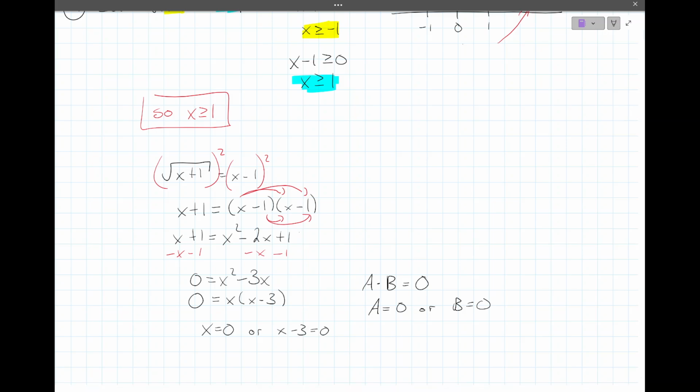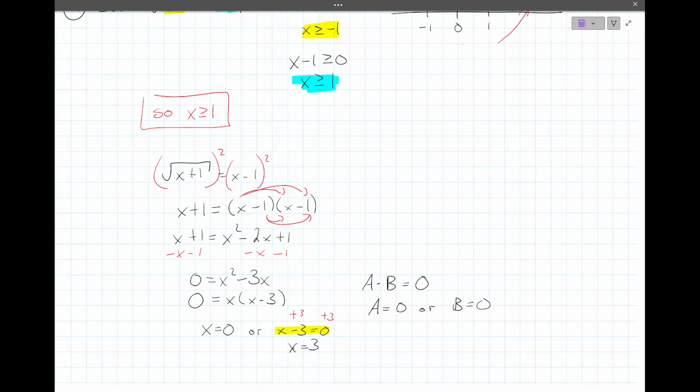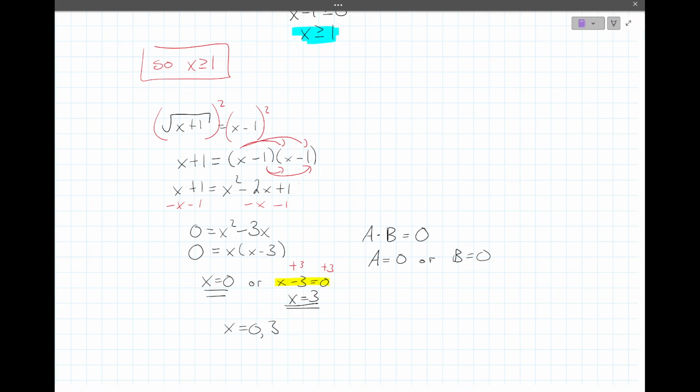And what this means is that I have to find a direct solution for x. So I'm going to add 3, and I'm going to get x is equal to 3. And x is equal to 0, so I'm going to get the solutions x is equal to 0 and 3. But 0 is less than 1, so only x equals 3 is a solution, right?